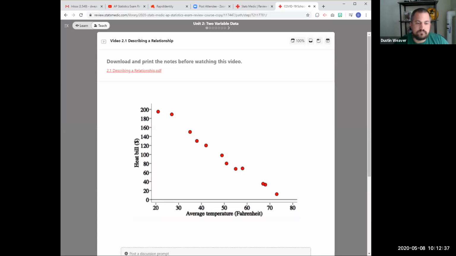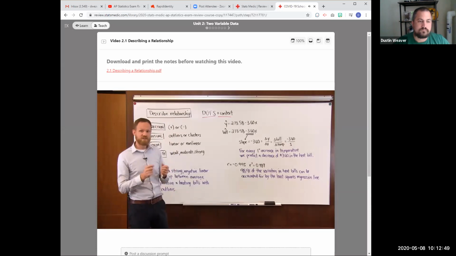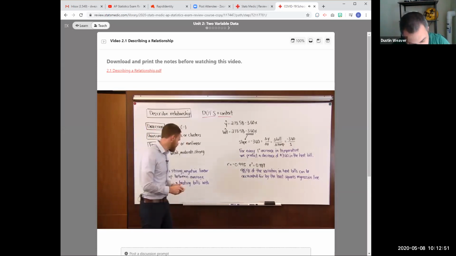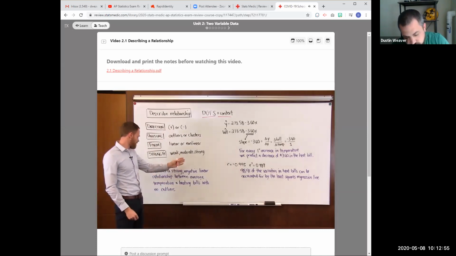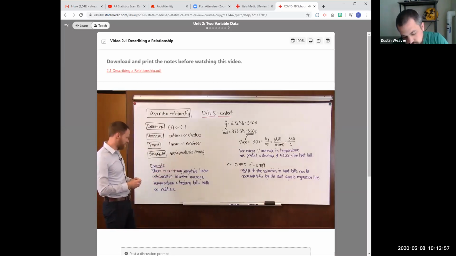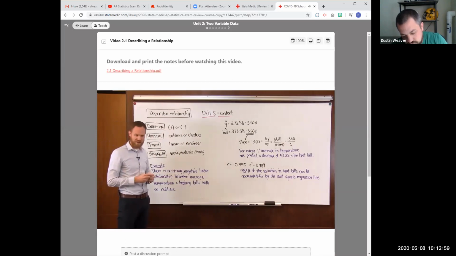And you can see we've plotted that on this scatter plot with the average temperature on the x-axis as the explanatory variable and the amount of the heat bill on the y-axis as the response variable. So if we were asked to describe the relationship in this example, here is what would be expected. There is a strong negative linear relationship between average temperature and heating bills with no outliers.